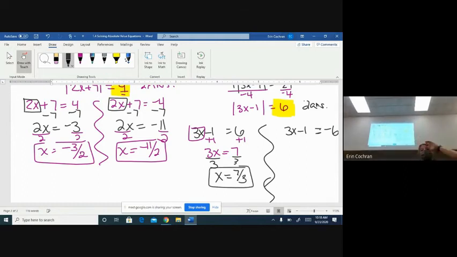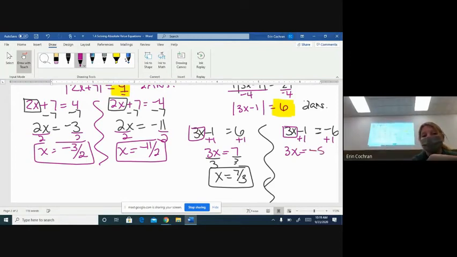So if I plug 7 over 3 in there, I'm going to get a positive 6, and the absolute value of a positive 6 is 6. Great. All right, other side. What would I do first? Add 1, which is always the same steps. The only difference is the answer side. Negative 6 plus 1 is negative 5.